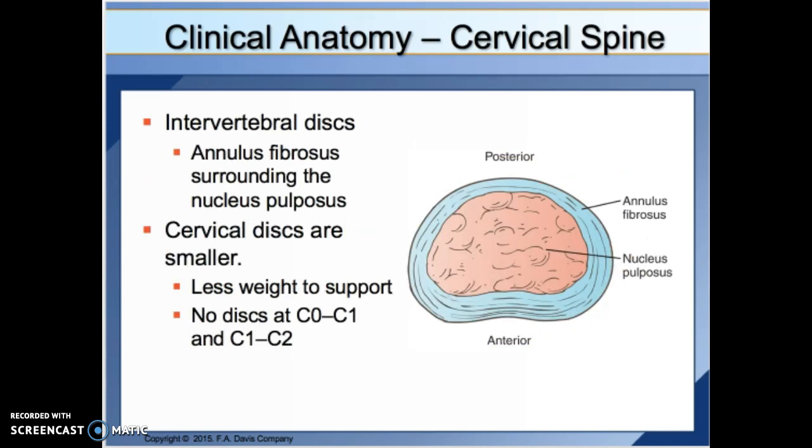The discs in the cervical spine are both the same and different than the discs in the lumbar and thoracic. They're smaller, that's for sure, and that's because they support less weight. And also there aren't any discs at the atlantoaxial and atlanto-occipital joints. Other than that, they still have, especially in the lower cervical spine, an annulus fibrosus surrounding the nucleus and so forth, just sort of typical disc characteristics.